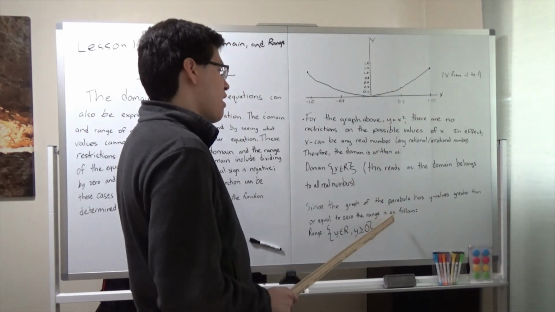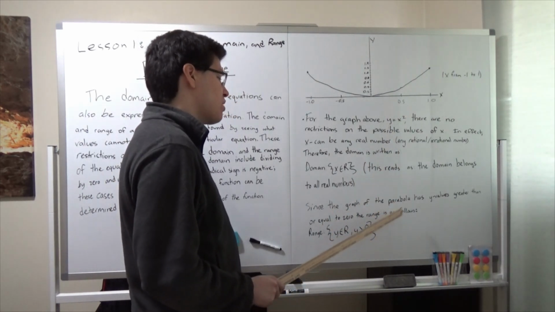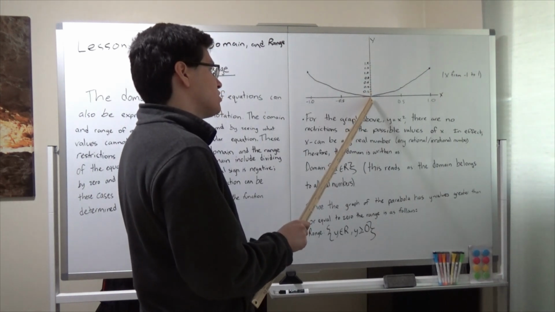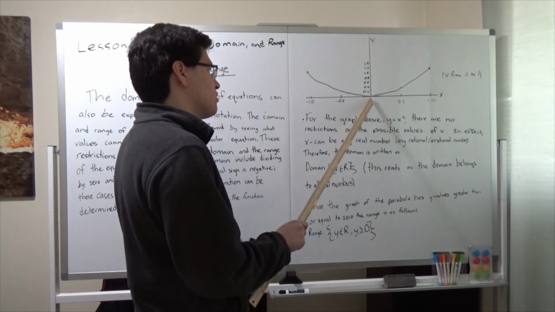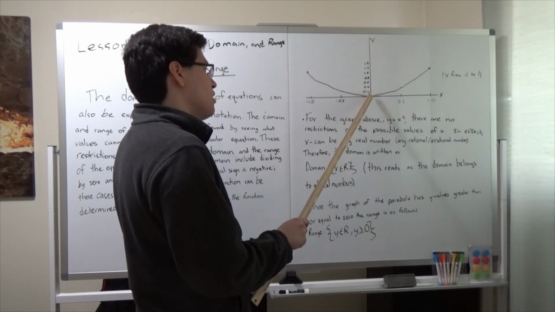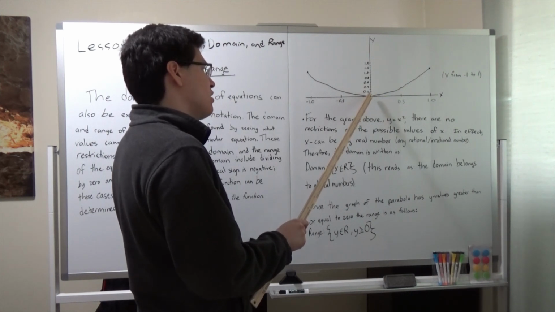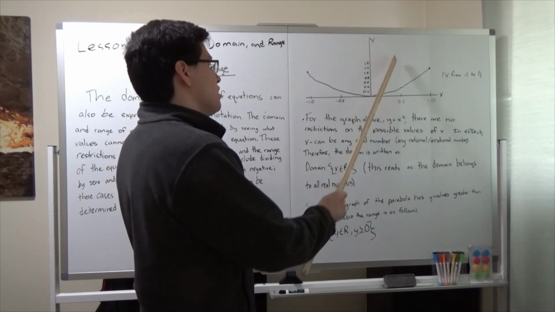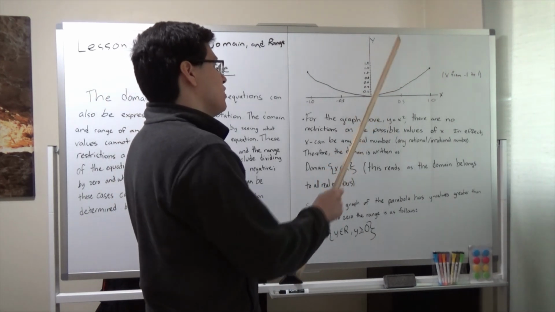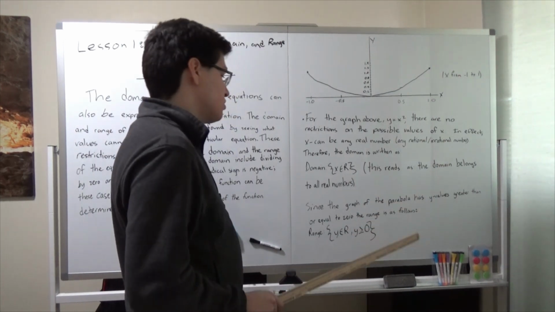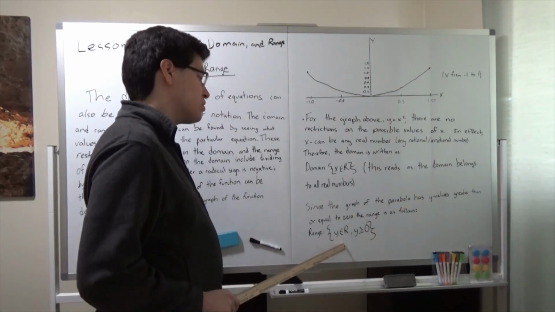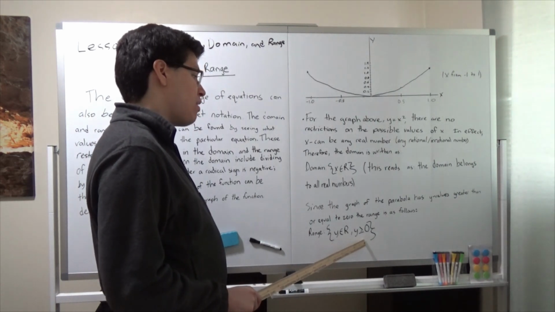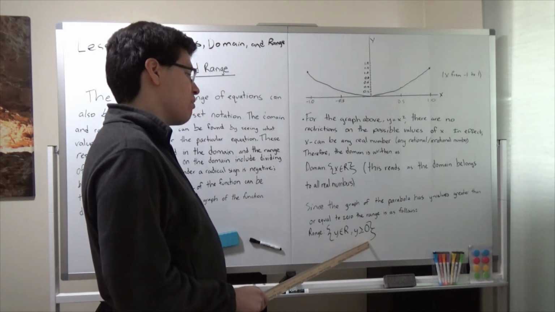And the graph of the parabola has y values greater than or equal to 0 because (0, 0) is the intersection point of the graph with the x and the y-axis. So it has y values that are greater than or equal to 0, and the y values go upward infinitely. So as a result, the range is y belongs to all real numbers, except that y is greater than or equal to 0.